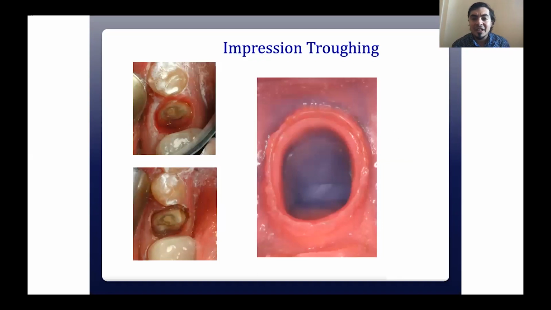Impression troughing is another classic one. You can use a retraction cord, but I do tend to use the laser in posteriors quite often, as it's quite useful and handy, especially if it's there and set up already. It allows you to grab the margins in so much more accurate detail, whether you're going to be scanning the end result or taking an impression. And your technician will absolutely love you.